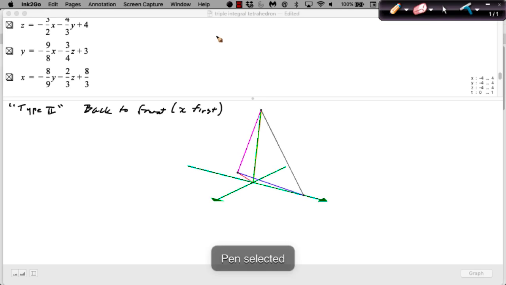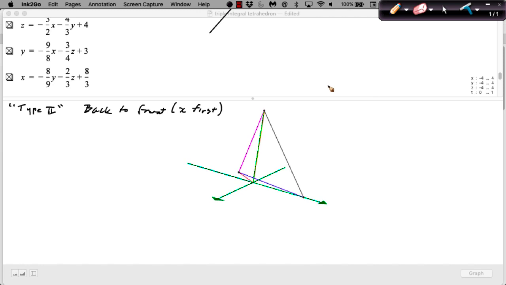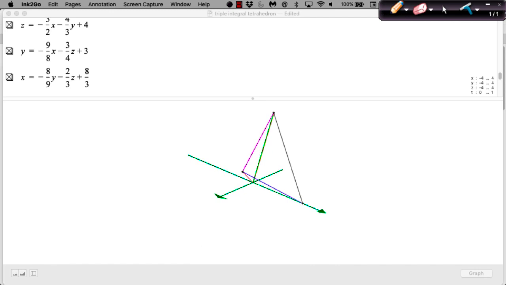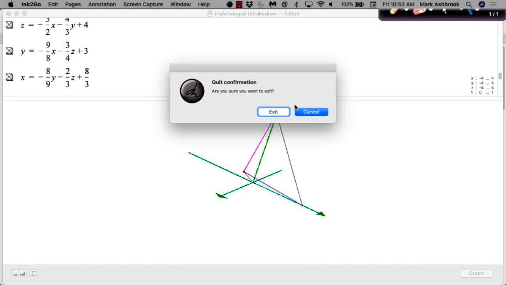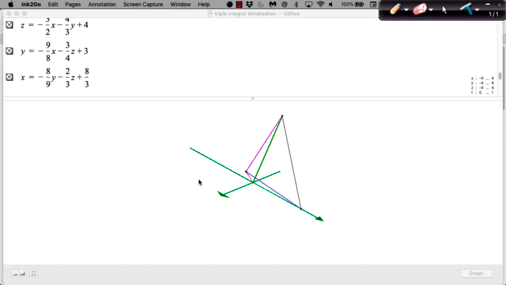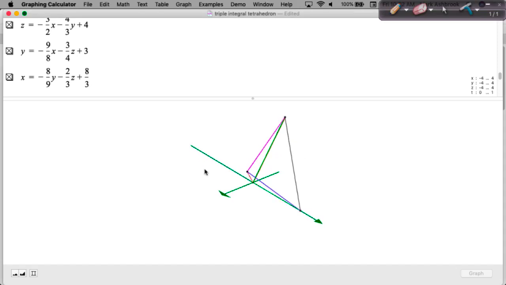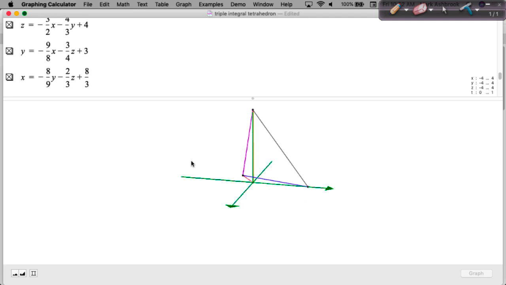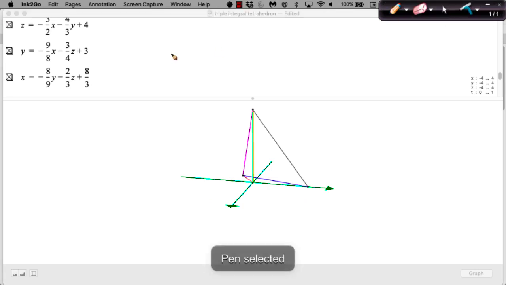Put it up here. Technology is beating me here. Things moving. Stop. Okay, and now I want my pen to work. Okay, so we said back to front, so 0.